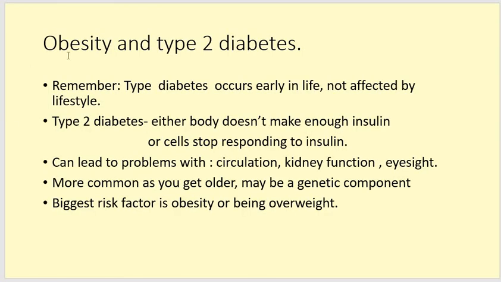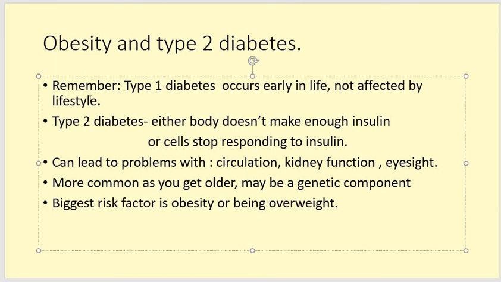Now the link between obesity and type 2 diabetes. You have two types of diabetes. Type 1 diabetes occurs early in life. It's not affected by your lifestyle. It's to do with your pancreas just not working the way it should do. It's something you're born with and something that has to be treated.